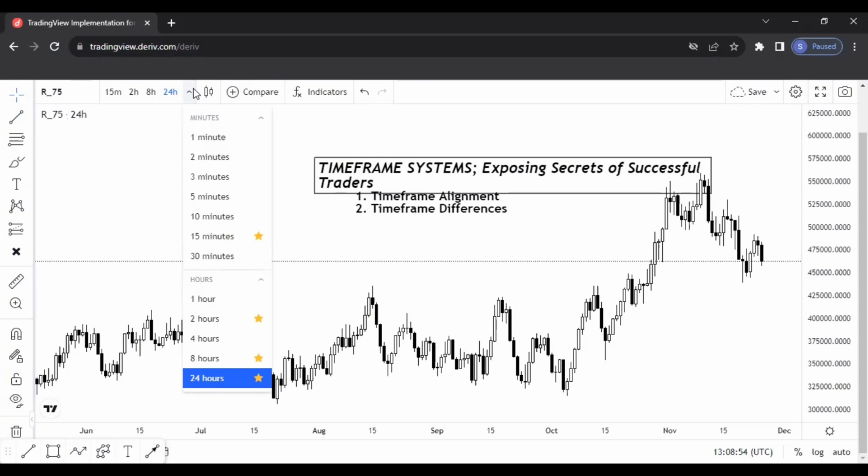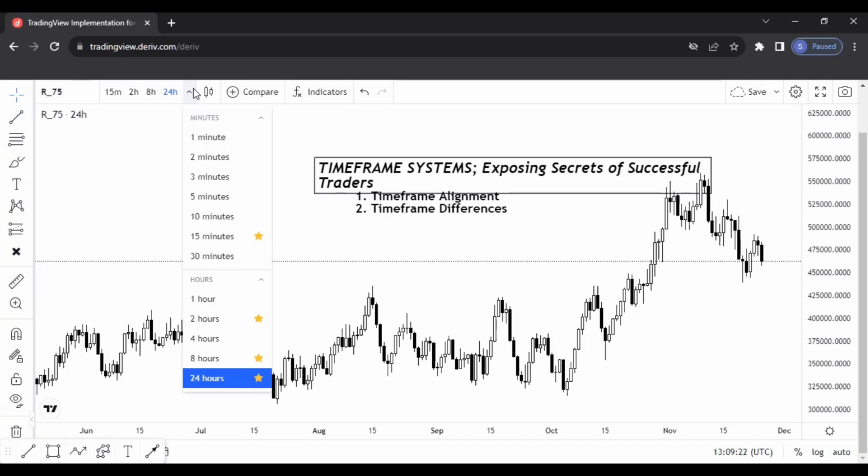But for synthetic indices, it is limited to 24 hours. I am only seeing 24 hours there. I'm not seeing the weekly time frame. I'm not seeing the monthly time frame. So if you want to make use of the weekly and the monthly time frame, you have to go to MT5 to get those. But for TradingView here, we have 1 minute, 2 minutes, 3 minutes time frame. 2 minutes and 3 minutes time frames are not on MT5.